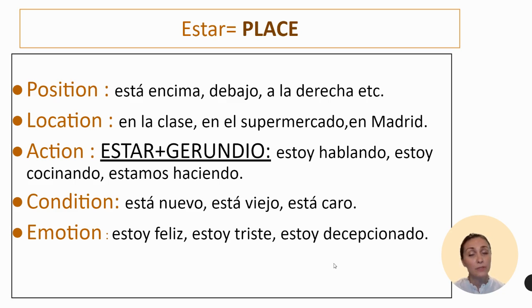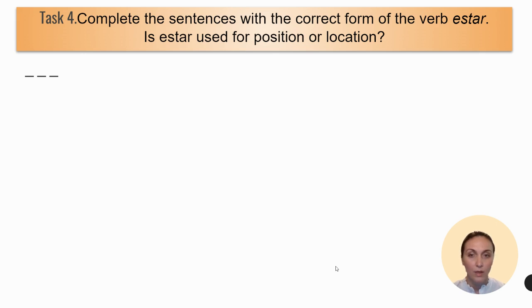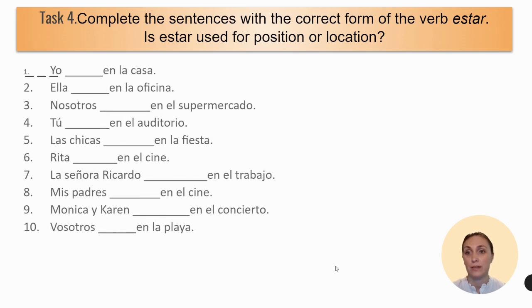Now, my recommendation would be take your time, copy these uses, analyze them a bit. And once you have finished with that, we're gonna start with some exercises. Now, complete the sentences using the correct form of the verb estar. And at the end, you'll have to answer the question, is estar used for position or location? You can pause the video and just write on a Google Docs your answers, copy all the sentences and complete, okay?